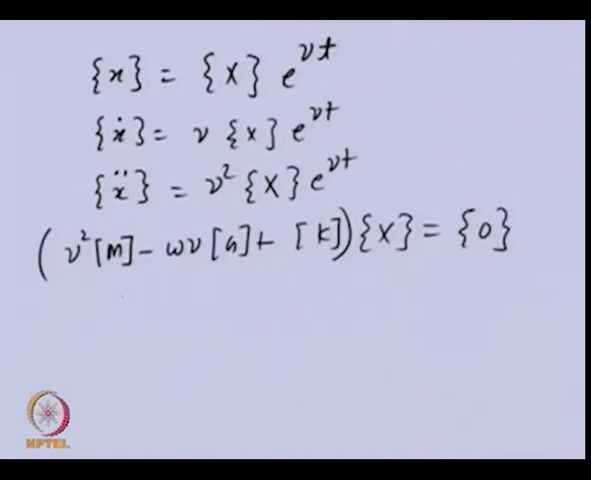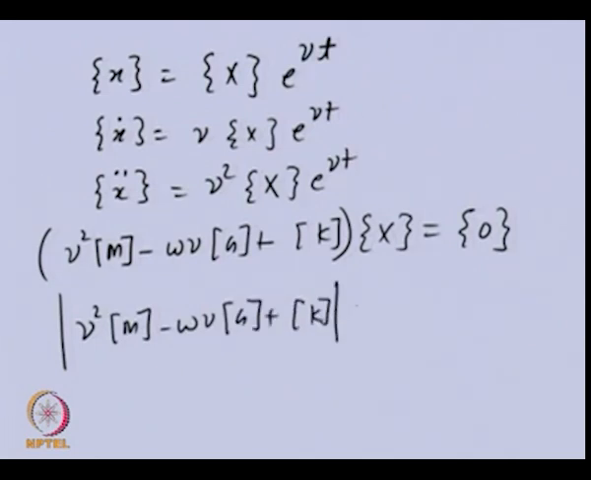In this particular case, one solution is when x is 0, we can satisfy this equation, but for a non-trivial solution we need to have the determinant of this equal to 0. If we take the determinant of this equal to 0, we will get a polynomial in terms of whirl frequency nu, and the roots of that polynomial will give us the natural frequency of the system.